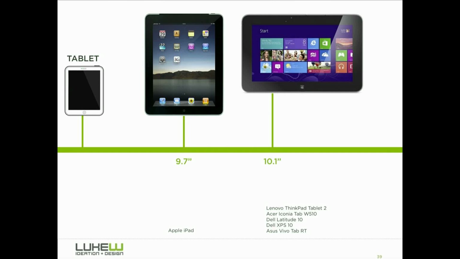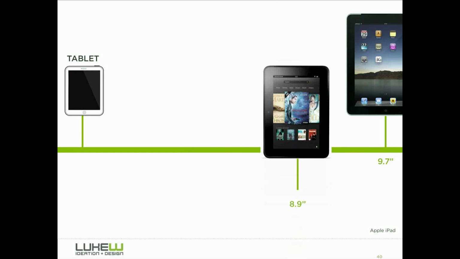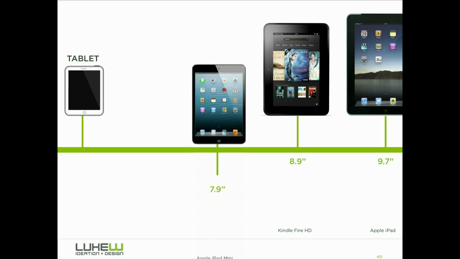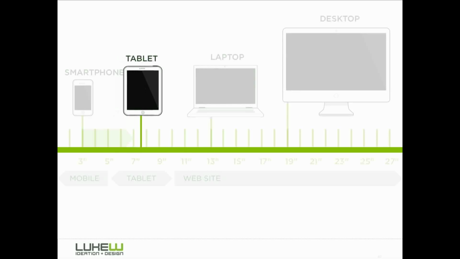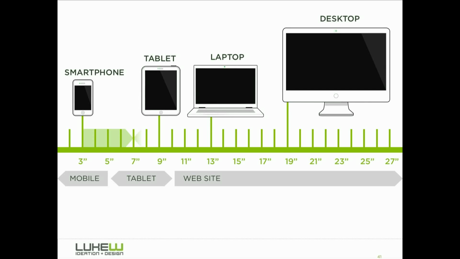But we also have things smaller than 10 inches. Here's a 9-inch Kindle Fire. Here's an 8-inch Apple iPad mini. Here's a 7-inch Google Nexus. And I think you get the point, which is right where smartphones leave off, tablets pick up and continue this spectrum.